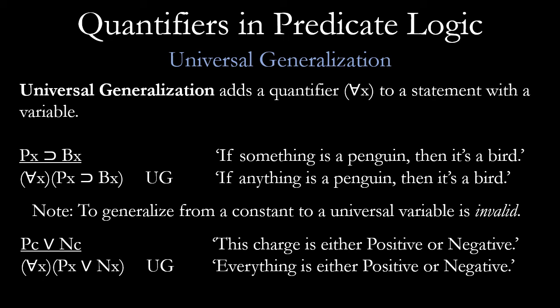Notice the error. I've taken that constant c and then I've universalized it into a variable x, and I've said for all. I cannot do that. Now I could use existential generalization, and I could say that there exists at least one thing that is either positive or negative, but I can't say that all things are therefore positive or negative. Okay, so that's an important limit to universal generalization. I cannot take a statement with a constant and then generalize that universally. I cannot say that all things meet those criteria.